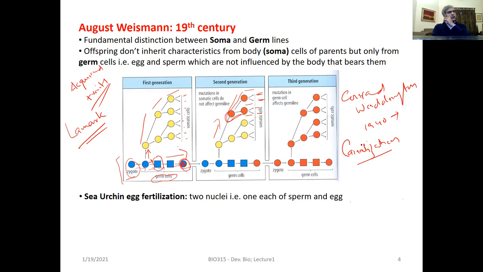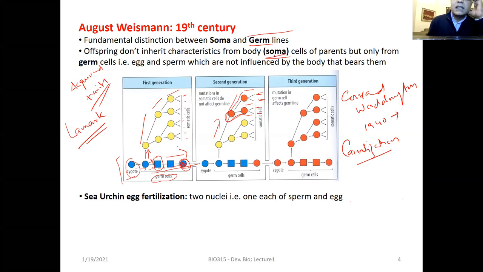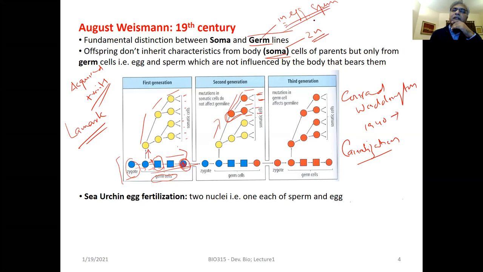So the fundamental distinction between soma, somatic cells, and germ cells. So germ cells provide the continuity of life, and somatic cells are the ones which make up our body. So somatic cells are basically diploid, germ cells are haploid. Germ cells are basically what we call egg cell and sperm cell, okay? And they are definitely the product of meiosis, we know today.